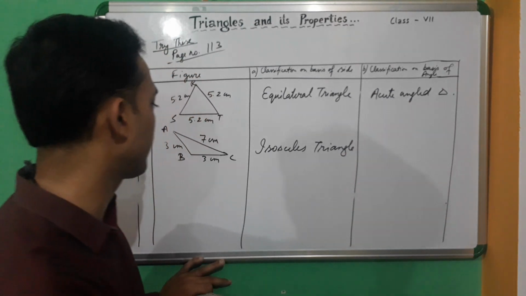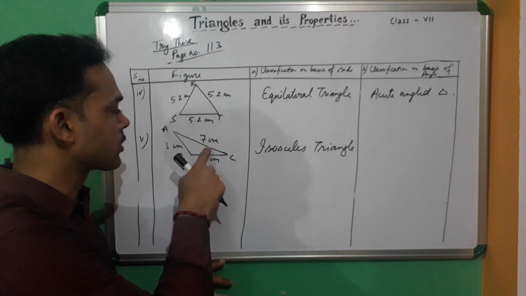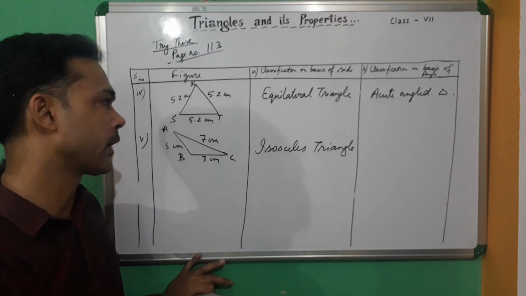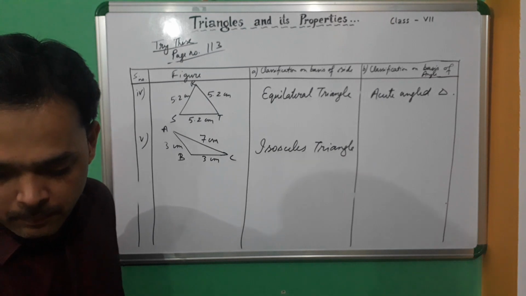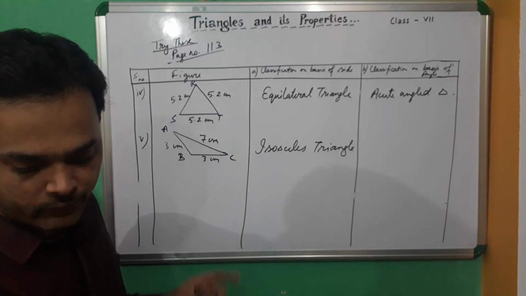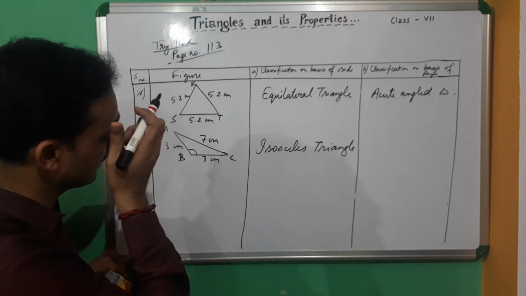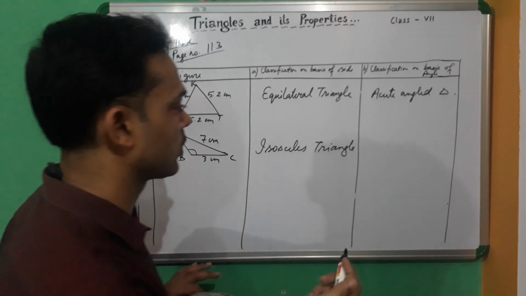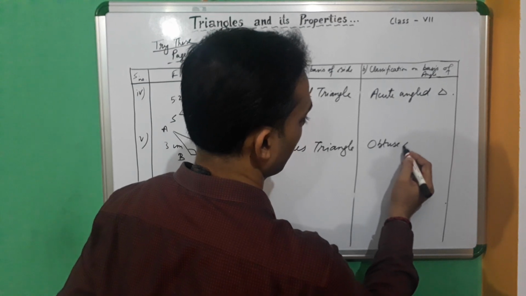On the basis of angle, since two sides are equal, these two angles will also be equal. But if you see, you find that this angle is greater than 90 degrees. So it will be an obtuse angled triangle.